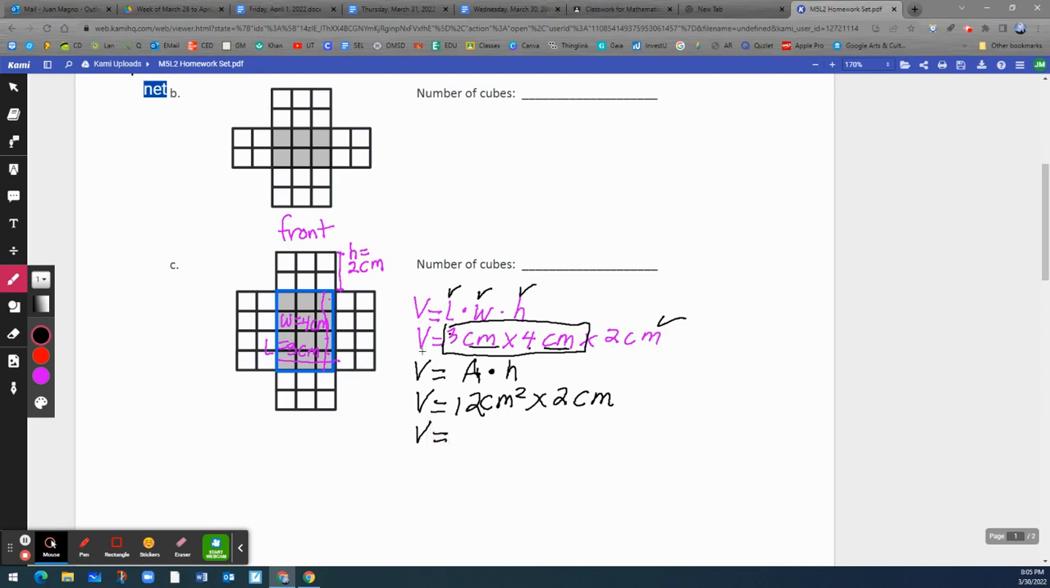Once you multiply this, 12 times 2 equals 24. Now, what is the answer? The answer is in cubic centimeters. Why? Because we have 2 dimensions here and 1 dimension over here. So that will be cubic centimeters, and you place that 3 right there. Now we have the volume. How many cubes can we place in it? Well, we can place in it 24 cubes. Now we don't write cubic centimeters because it's not asking for the volume. It's asking for how many cubes you can place in it.